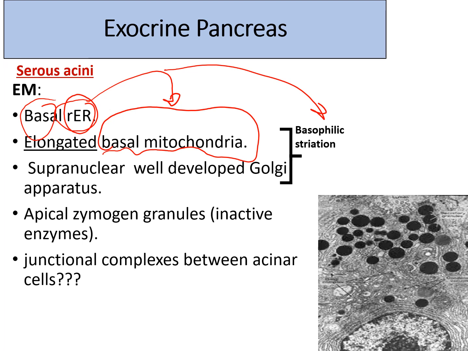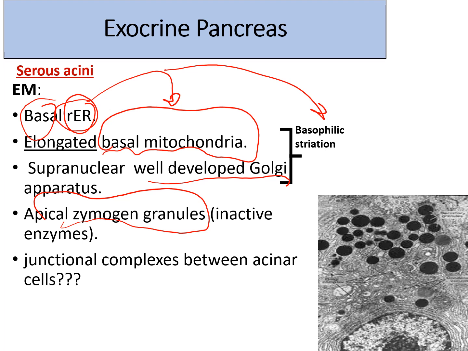As this is a protein secreting cell, with rough endoplasmic reticulum we will also have a well-developed Golgi apparatus. The secreted protein will be stored in the form of apical acidophilic zymogen granules. What is this protein? It is a digestive enzyme which will be secreted in the inactive form in order to be activated in the lumen of the small intestine.